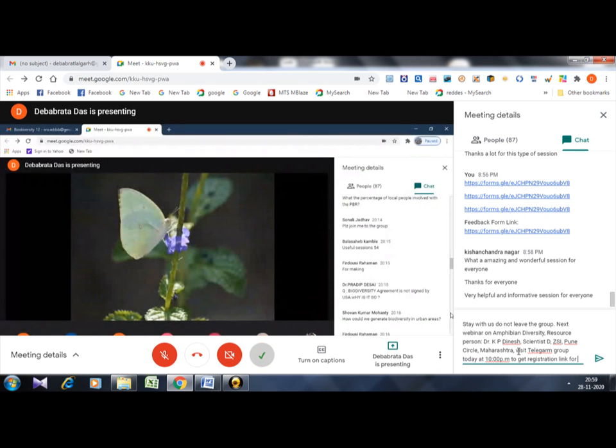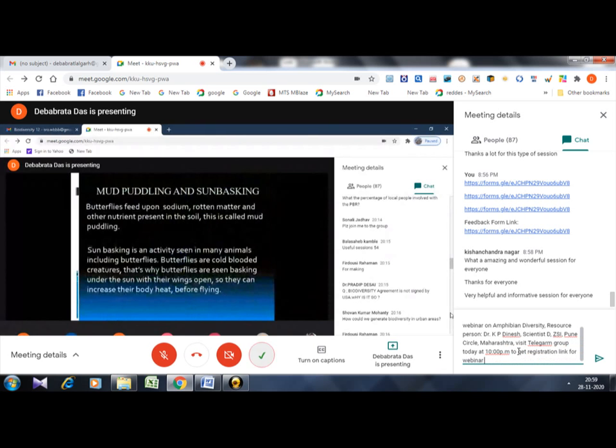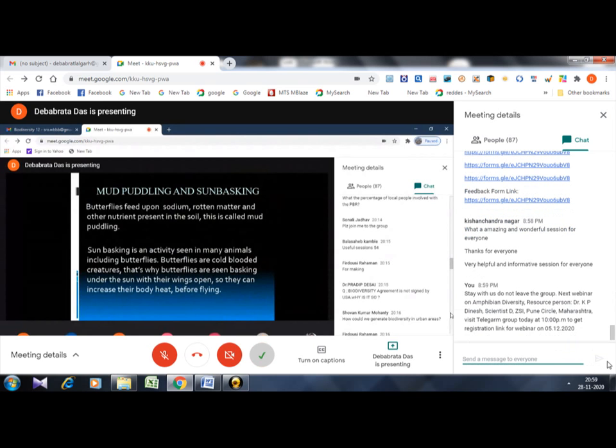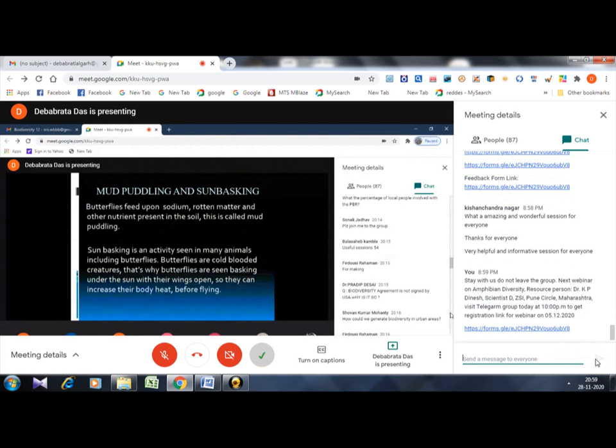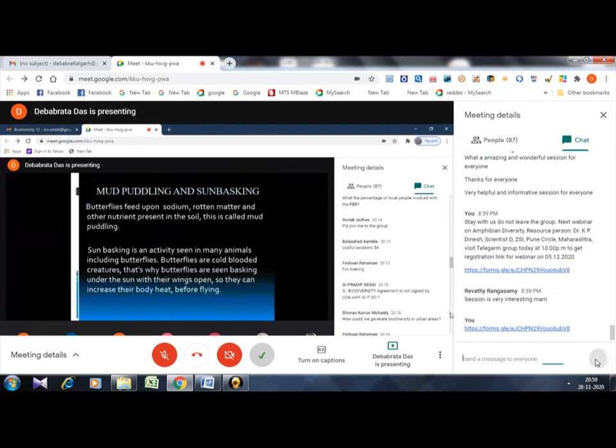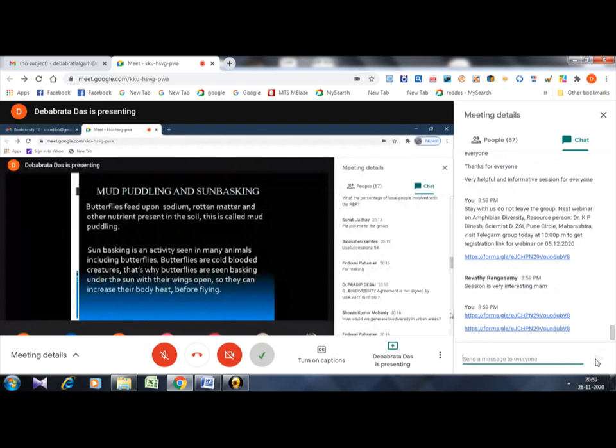So you saw how many types of nectar plants there are, from vegetables to wild plants. Butterflies like to drink nectar from each and every plant. Their choice is there, so there is a diverse variety here. Now we come to two behaviors that butterflies like very much: mud puddling and sunbasking. These two are seen in many other organisms such as birds and insects, but mud puddling is seen in butterflies most. As I told earlier, butterflies need a balanced diet. So from the soil, they like to suck up sodium, rotten matter and other nutrients. That is called mud puddling.